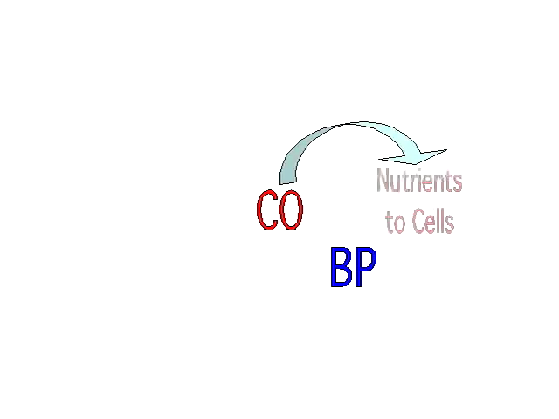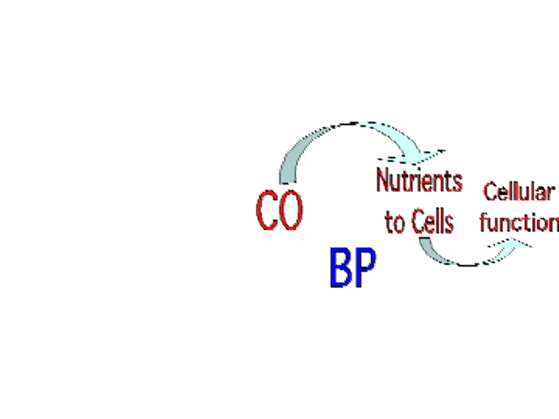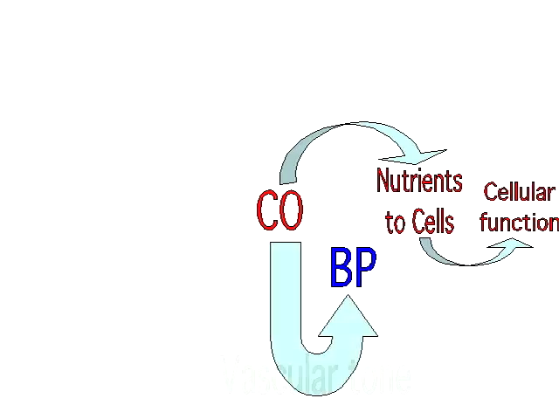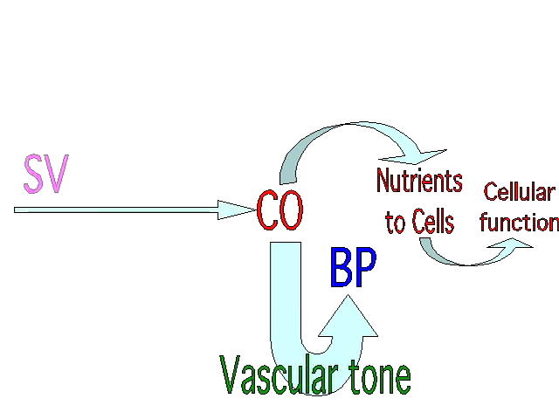Now, the cardiovascular system essentially only delivers a cardiac output and a blood pressure. The cardiac output is important because this delivers nutrients to cells, which allows for cellular function. The blood pressure is formed when the cardiac output encounters vascular tone. The cardiac output is the product of a stroke volume and a heart rate.